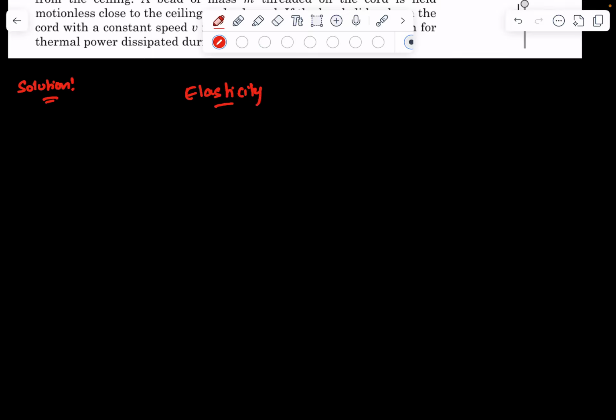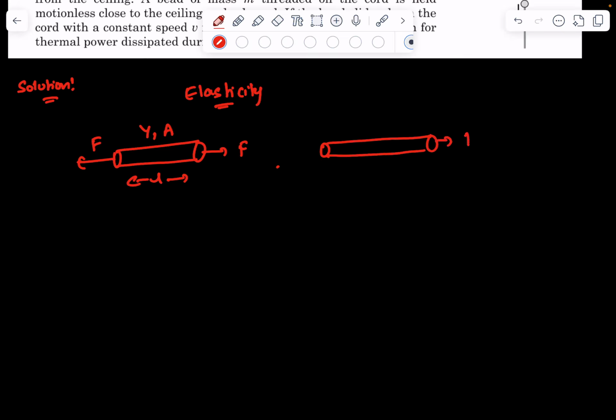Suppose, for example, we have taken a wire of Young's modulus Y and cross-section area A, whose length is L, and we start applying two forces of equal magnitude in opposite directions at its ends. We are already aware that when we apply two such forces, it starts getting elongated or stretched, and it attains an equilibrium state after some time. The new length will be L plus delta L.